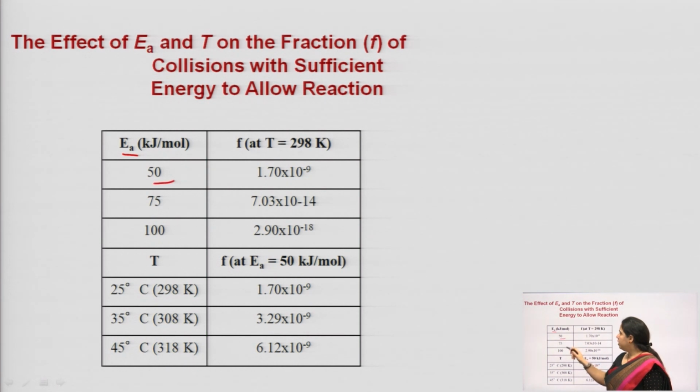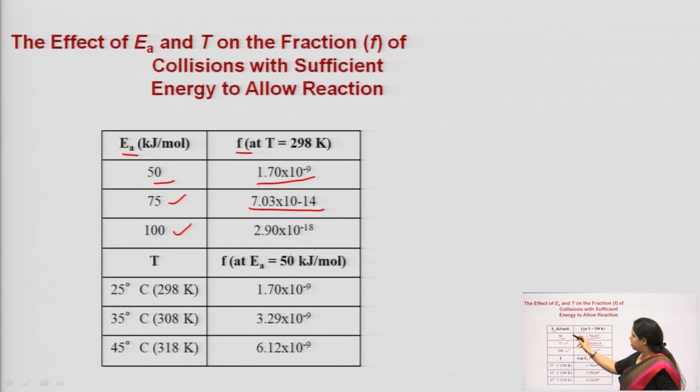So, at 50 kilojoule per mole, F is the fraction of collisions, meaning how many collisions are taking place. At T equal to 298 K, the value is 1.7 times 10 to the power minus 9. At 75 kilojoule, the collisions will be higher. As you see in the relationship, at lower temperature the collisions are lower as compared to this value, and it gradually increases.